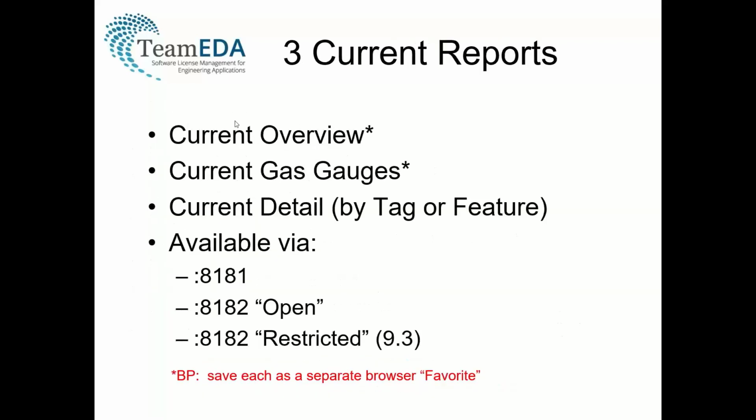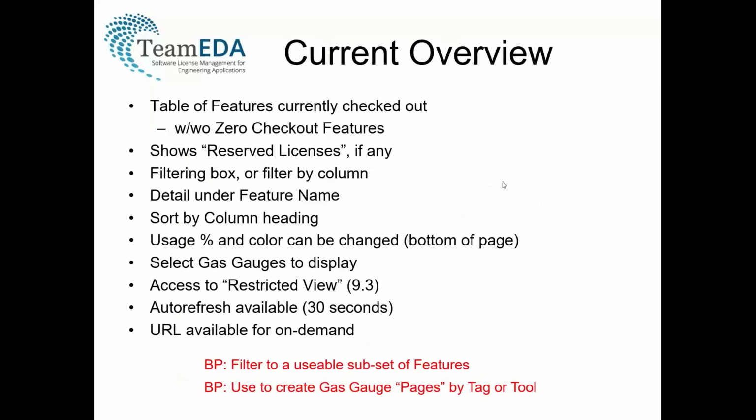So let's look at the current overview report and what's included in that. So this is a table of all features currently checked out, and there is an option to show just the features that are currently checked out, or you can show currently checked out and not zero checkout features. So all of the features that are currently not checked out, you can see the whole list if you like. There's an option on that. I'm going to go to the actual product here in a second and show you that. The overview table also is where you would see reserve licenses, if any.